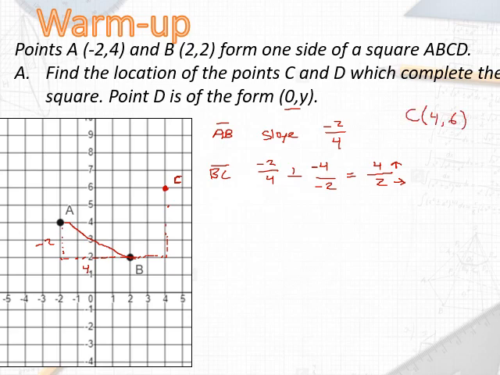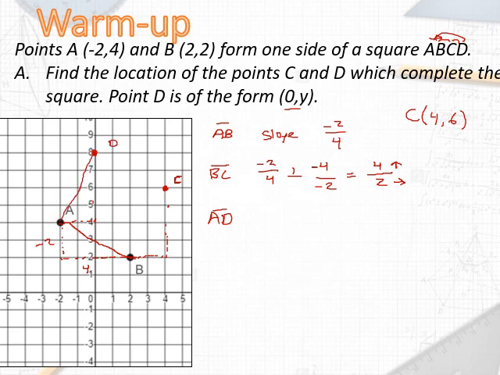If I do the exact same thing for AD, remember, the order of a shape is A, B, C, D. So A connects to B, B to C, C to D, and then D comes back and connects to A to close the shape off. So we know AD is going to have the same slope as BC. So I'm going to count over 2, up 4. So D is at 0, 8.